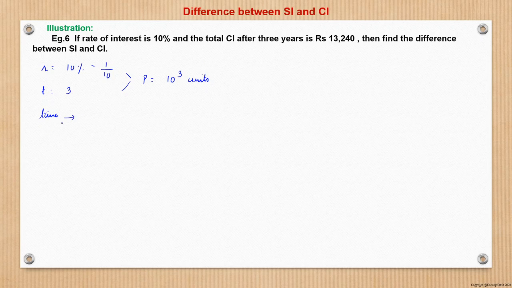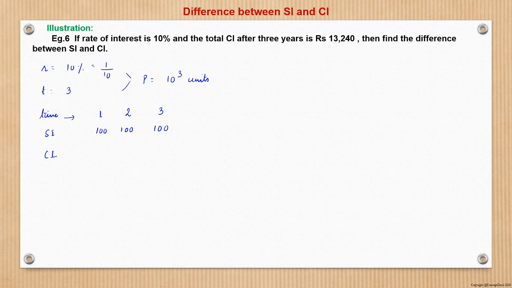Time axis, and then simple interest and compound interest: 1 year, 2 years and 3 years. Simple interest will be what? 10% of 1000, so that is 100, 100 and 100. Simple interest remains the same for all the years.